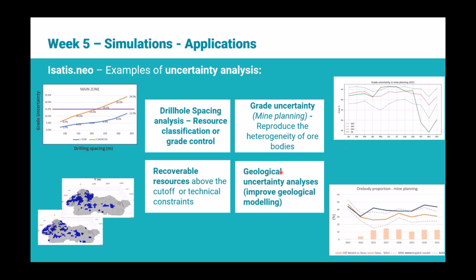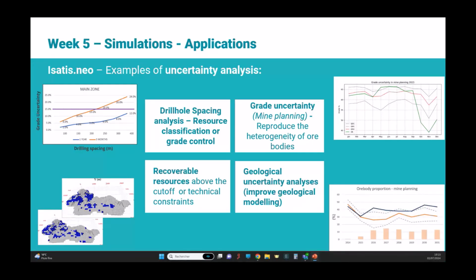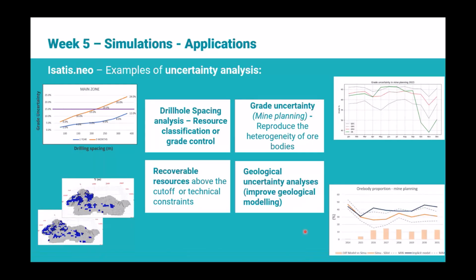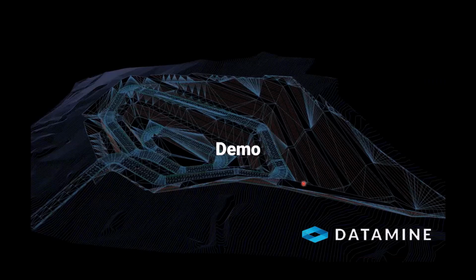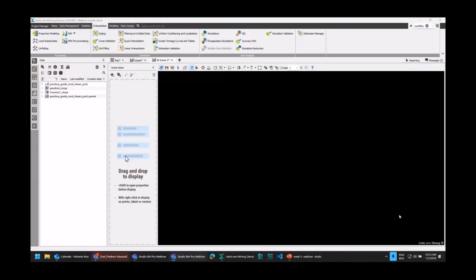And finally, geological uncertainty analysis, in order to improve the geological modeling, because you can apply also the simulations to the categorical values. So I will hand over to Roberto to start to do a tiny demo on the software of the Isatis Neo. Roberto?